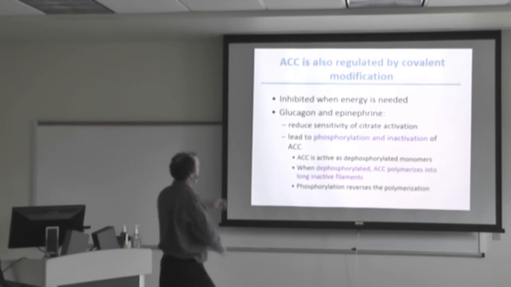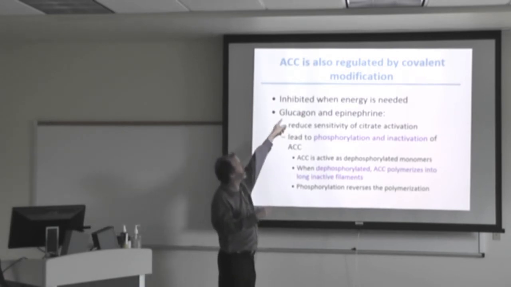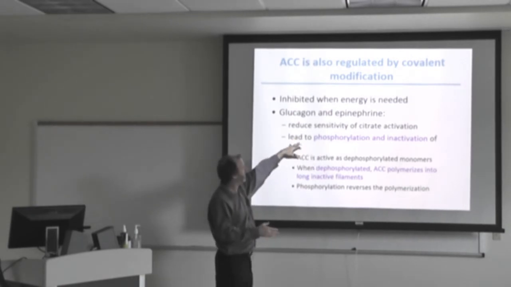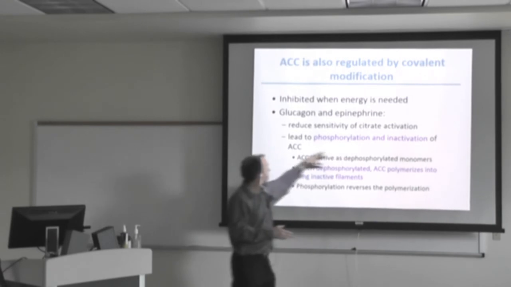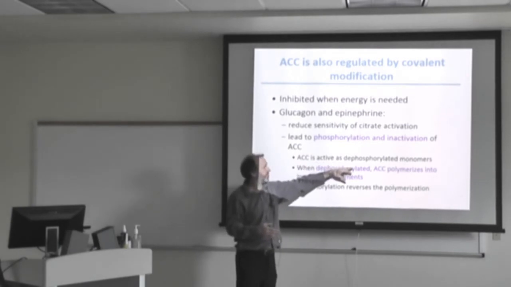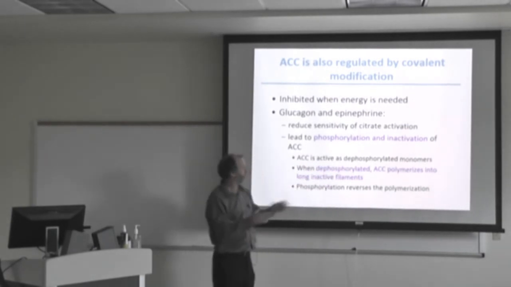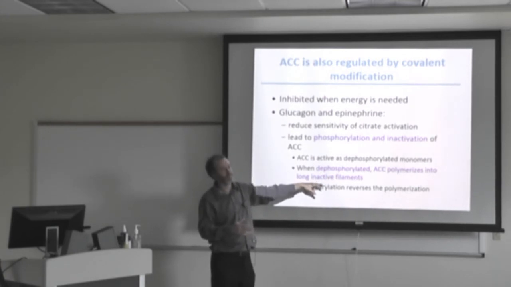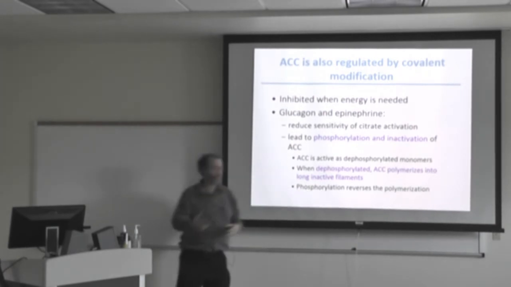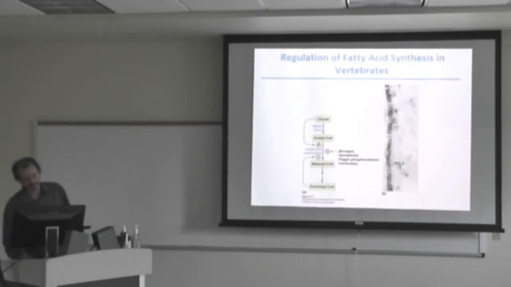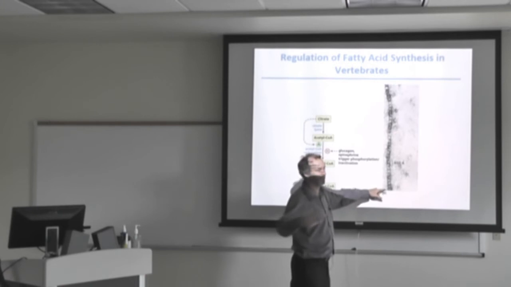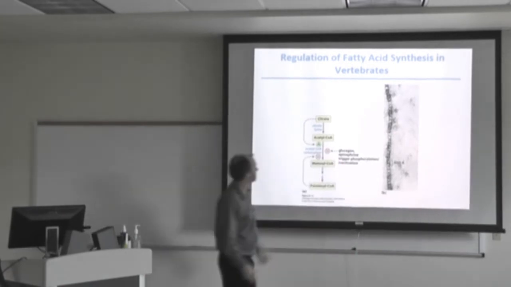So glucagon and epinephrine will reduce the sensitivity of acetyl-CoA carboxylase to citrate activation. It leads to the phosphorylation and inactivation of acetyl-CoA carboxylase. So it is active as dephosphorylated monomers, but when dephosphorylated, it'll polymerize into long inactive filaments. So it prefers to be phosphorylated in monomers. Phosphorylation reverses that polymerization process. Here they show you a polymerized form of acetyl-CoA carboxylase.